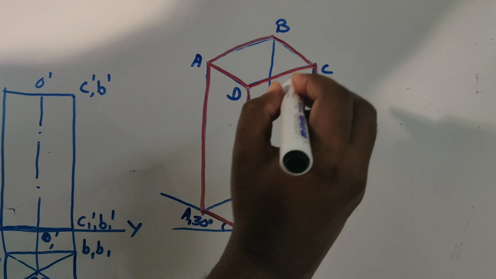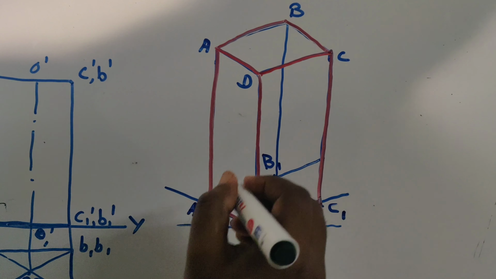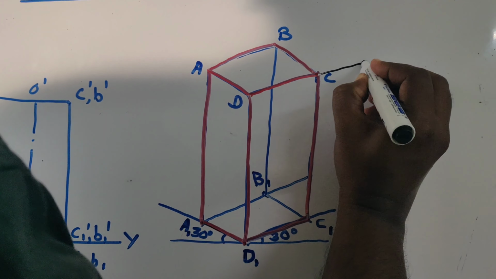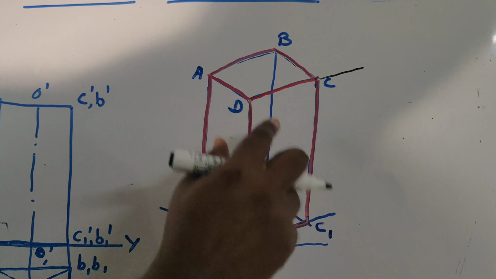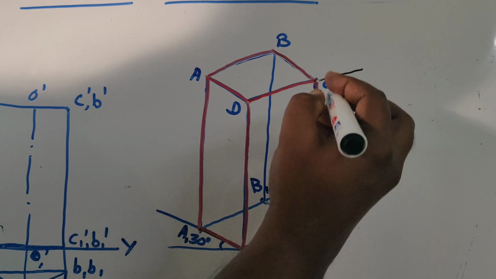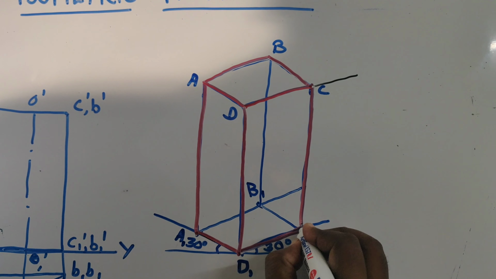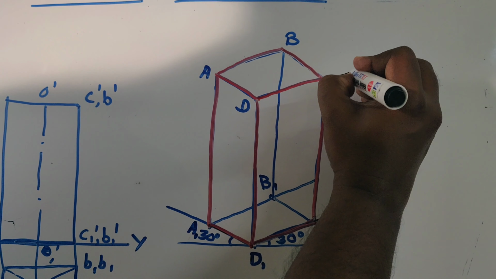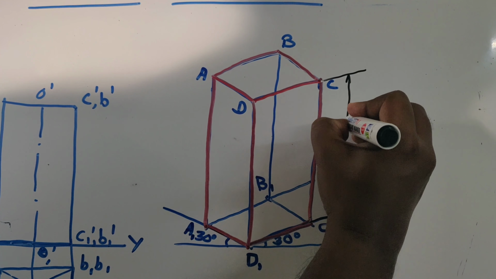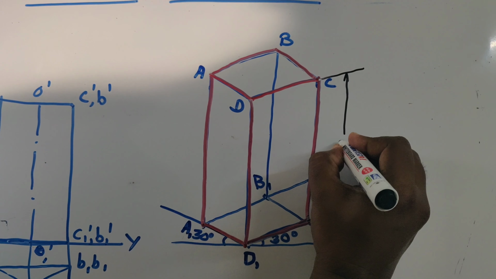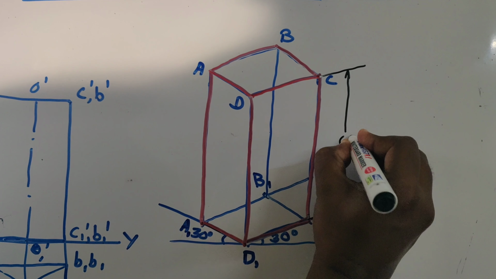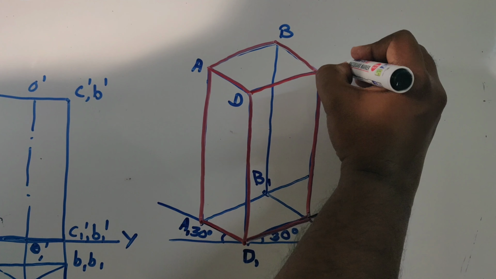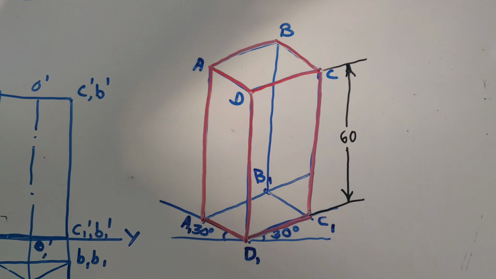For example, 60 is the height of CC1. You have to draw like this from DC. You can draw a line which is parallel to the isometric axis. This is an isometric axis, so you are drawing a line parallel to the isometric axis. This is also parallel to the isometric axis. Now the vertical line, that is the dimension line, should also be parallel to the isometric axis. Now you can simply mark here 60 as the dimension. So this is the isometric dimension.